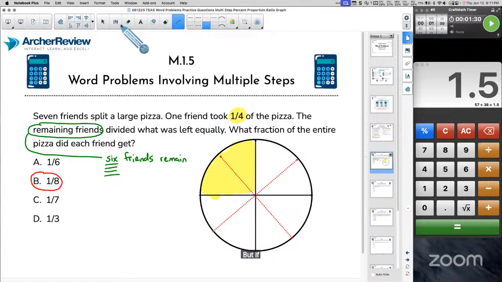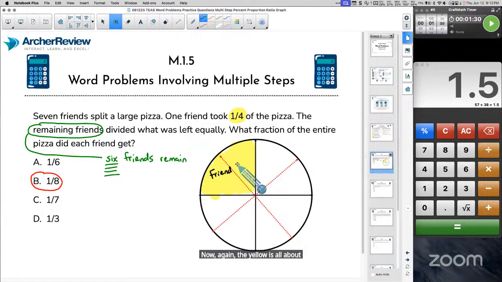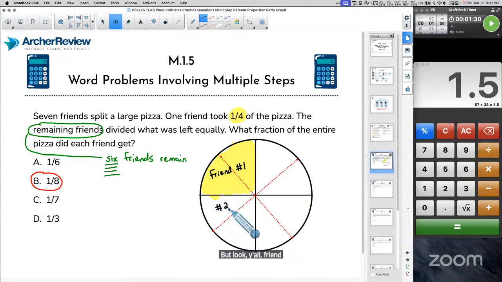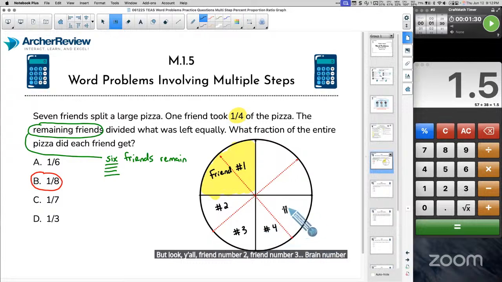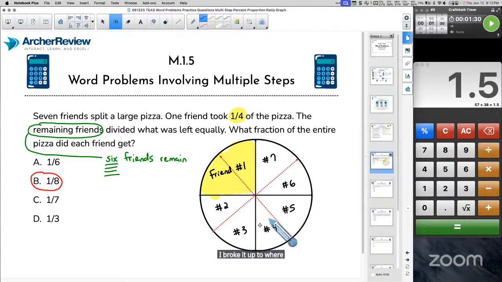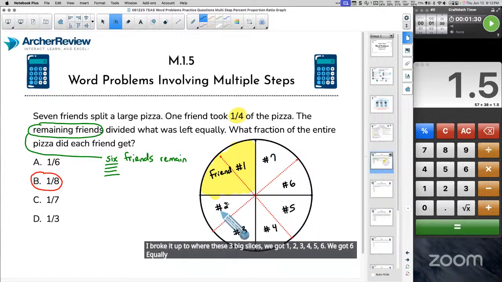Now, the yellow, we'll call that friend number one. Friend number one was the hungry one. That's the one that got 1/4 of the pizza. But look, y'all, friend number two, friend number three, friend number four. And y'all see what I technically did here when I divided it like I did. I broke it up to where these three big slices, we got 1, 2, 3, 4, 5, 6. We got six equally sized slices out of these big ones.